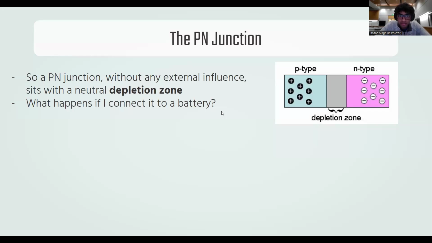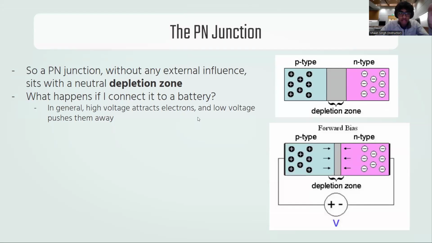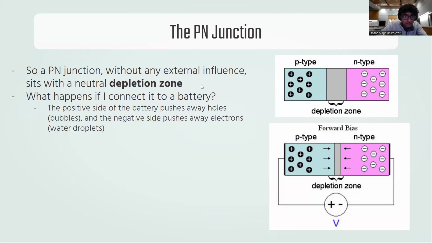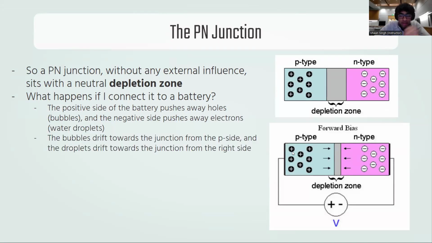So now we're gonna get into what this actually means and why we're even talking about this. What happens if I connect my PN junction to a battery? Okay. So in general, let's think about what high voltage does. If we think back to lecture 1, a high potential, a high voltage pushes away positive charge and pulls negative charge, right? So the positive side of the battery pushes away the holes and the negative side pushes away the electrons.